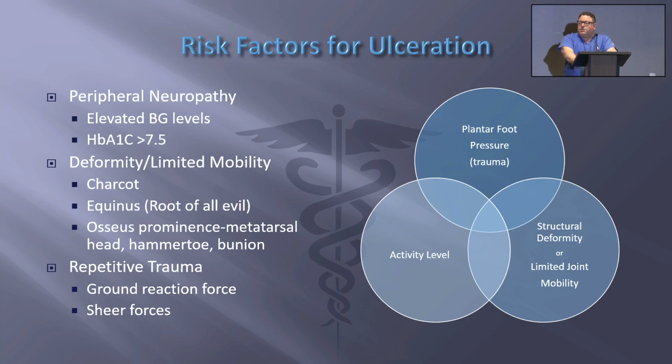Not every neuropathic patient I treat is a diabetic. And then obviously getting into biomechanics, deformity, Charcot arthropathy, equinus. I say it's the root of all evil because it plays such a role in a lot of deformities of the foot and ankle, but also a lot of deformities that result in ulcerations of the foot and ankle. So it's something that cannot be excluded, and many times, if this is addressed, it solves a lot of problems.